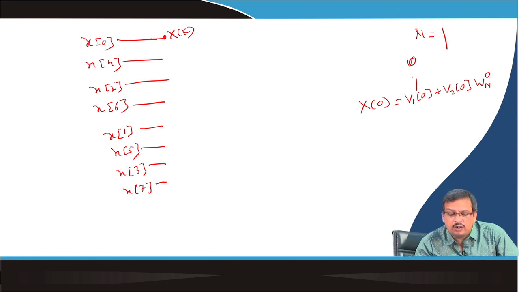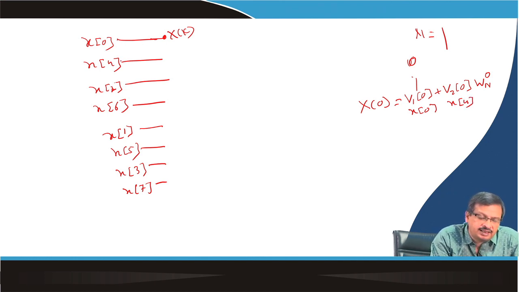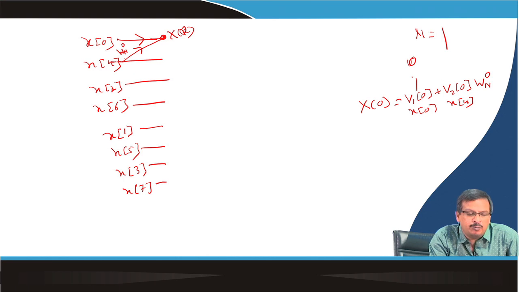So, what is V2 0? What is V1 0? x0. What is V2 0? x4. So, if I say that k equal to 0, that means these two will be added together and this will be multiplied by Wn to the power 0. So, I have multiplied x4 with Wn to the power 0, then added up with x0.